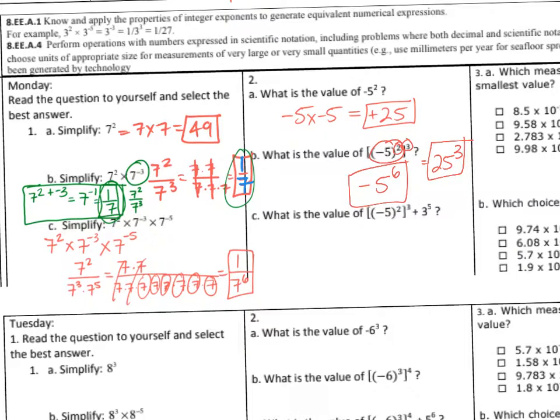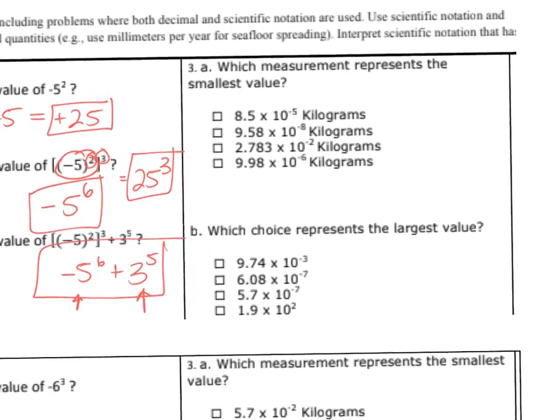Letter C, what is the value of negative 5 squared raised to the third power plus 3 to the 5th power? So we already have that solved up there. So we have negative 5 to the 6th power plus 3 to the 5th power. I guess here it's wanting you to solve it, but I'm going to accept it just like this. You understand that this is -5 times -5 times -5 times -5 times -5 times -5. And you understand that this right here is 3 times 3 times 3 times 3 times 3. And then you could add those two together. I'll accept that.